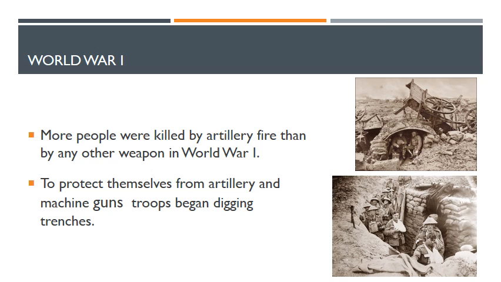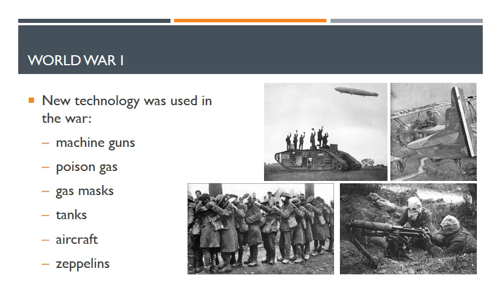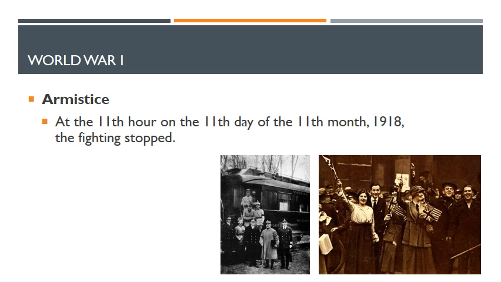More people were killed by artillery fire than by any other weapon in World War I. A close second would be machine guns. To protect themselves, troops dug trenches. The space between the opposing trenches was called no man's land, and the troops would fight back and forth over this same piece of land all along the front. World War I sees a number of new technologies in place: machine guns, poison gas, and the gas masks that resulted, tanks, aircraft, and zeppelins, which are large dirigibles, lighter than air flying machines. The cost of the war was horrific.